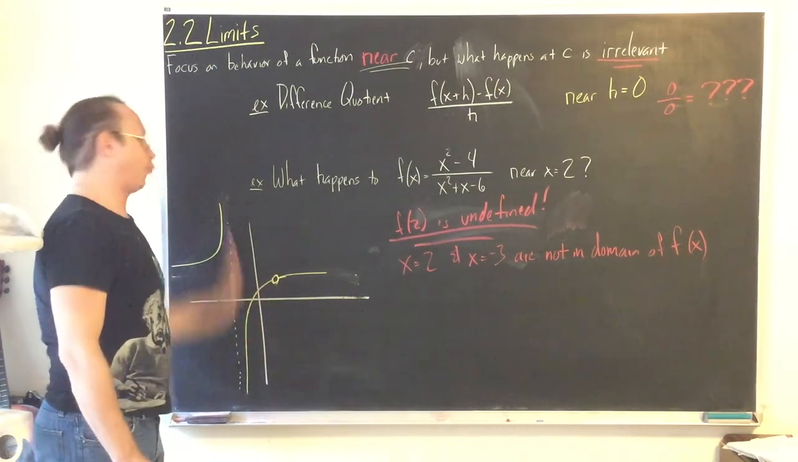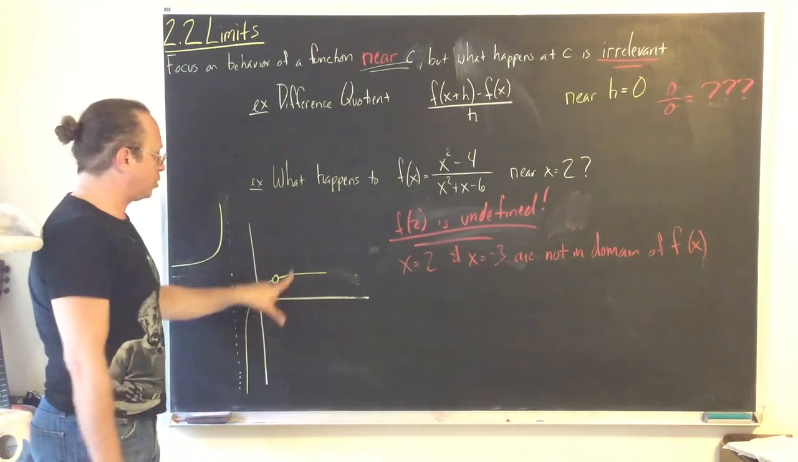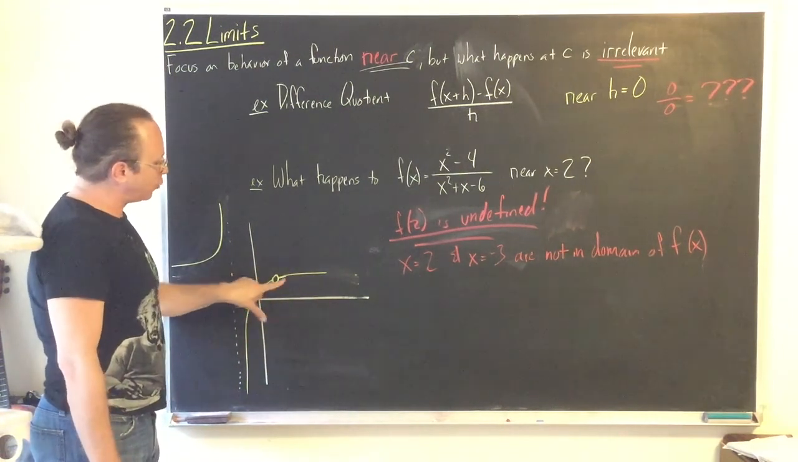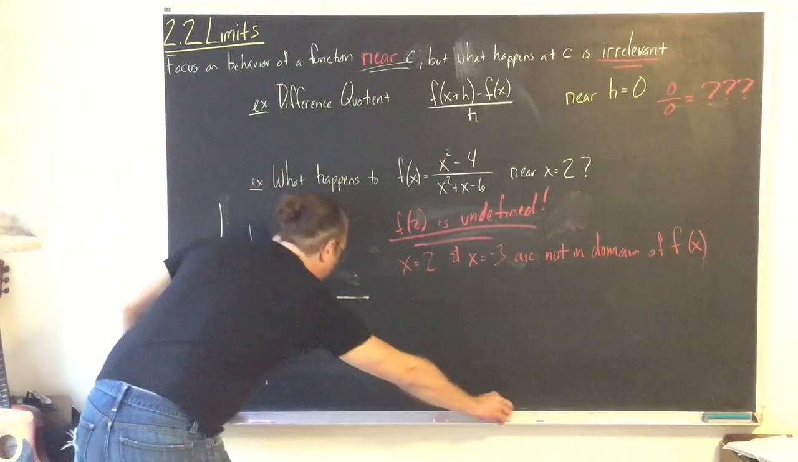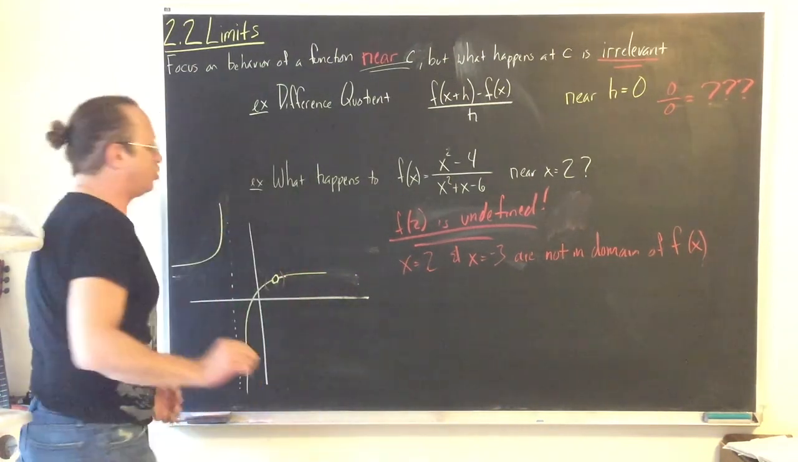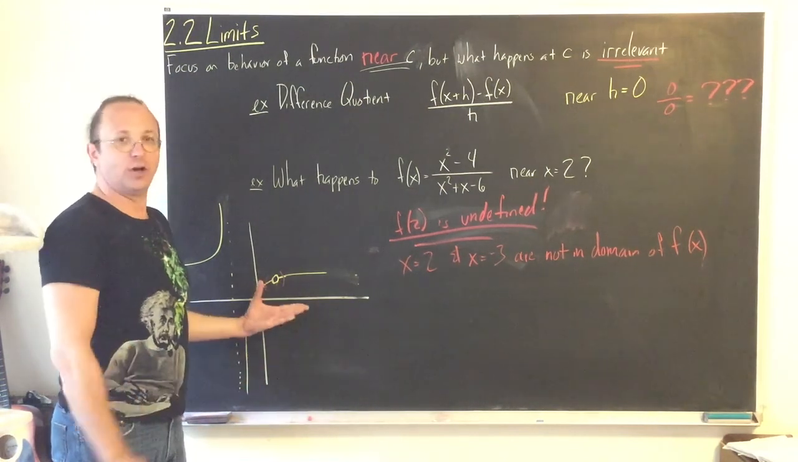I also have something crazy going on at negative 3. But we're not going to worry about that problem right now. We're going to focus on this problem. So what's happening to this graph close to 2? I don't care about actually at 2. I just care about, like, in this general neighborhood right here. What happens to this function?